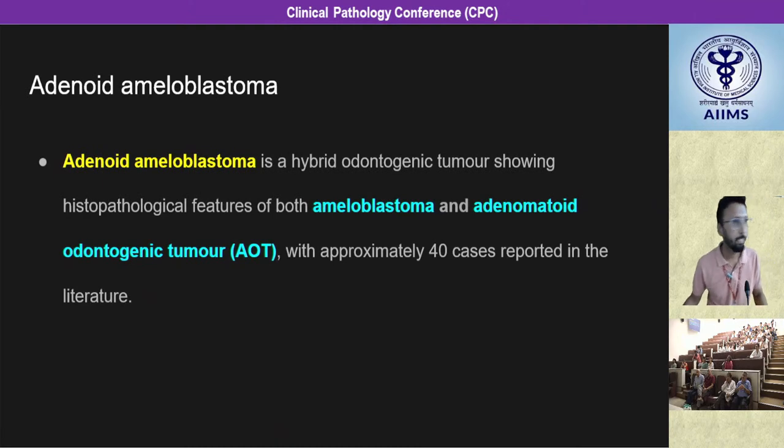So how to define this tumor? In the older literature, you will find it is called by different names like hybrid tumor, mixed tumor, collision tumor. So it's basically a hybrid odontogenic tumor. It will show patterns of AOT and ameloblastoma. And around 40 to 50 cases are reported in the literature. Our department has around 4 cases of this tumor, including this one. So it's not a very common tumor, and very few cases are reported in literature. I have found only one large case series. Otherwise, we will see only case series of 4 to 5 cases.